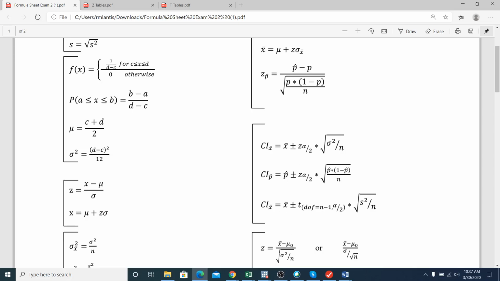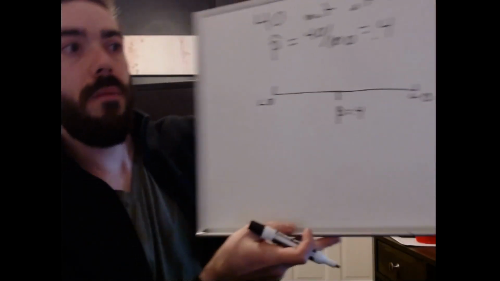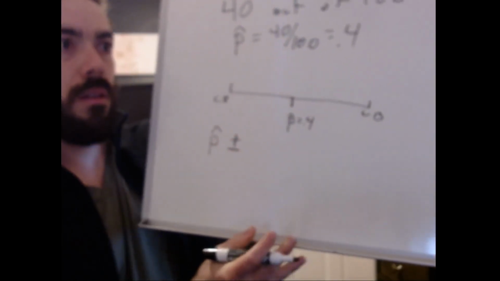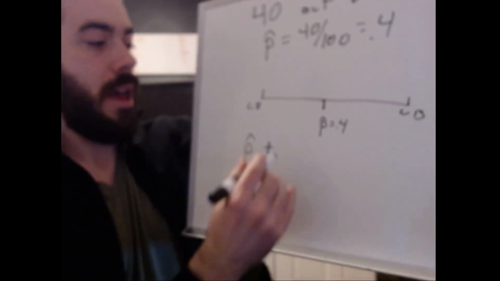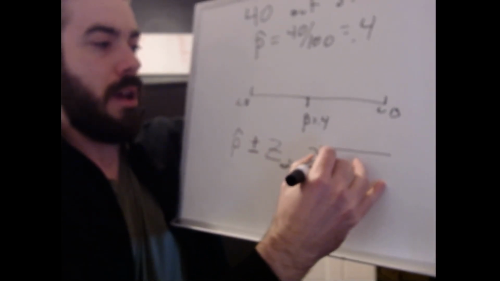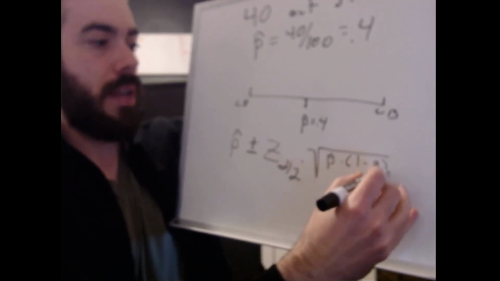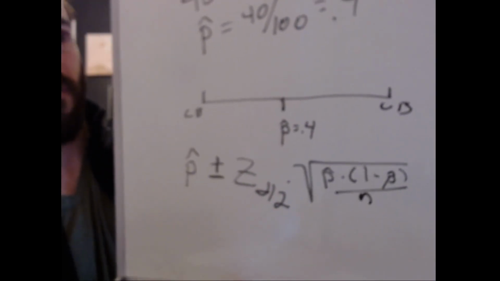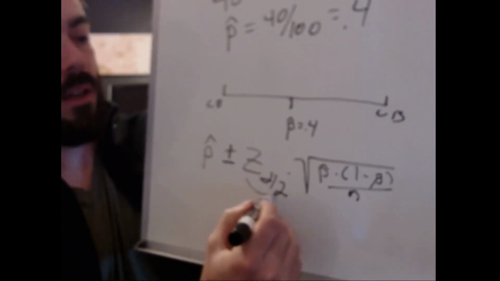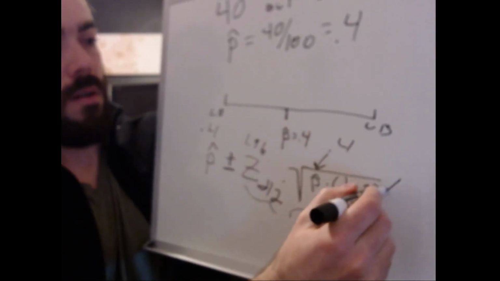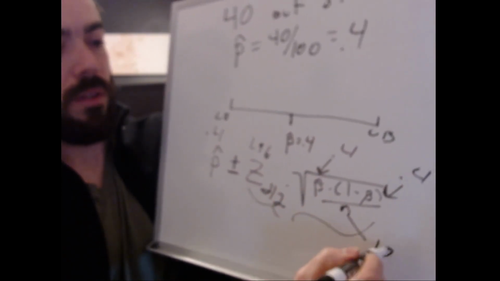So if I've got that 1.96, what I'm doing is I'm taking the sample proportion, and adding and subtracting that z-score for alpha over 2, times the square root of the sample proportion times 1 minus the sample proportion over sample size. Where this was kind of our margin of error. So I plug in my 1.96, my 0.4, 0.4, 0.4, sample size is 100.